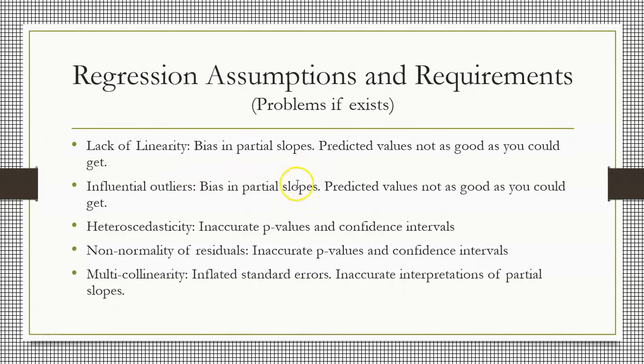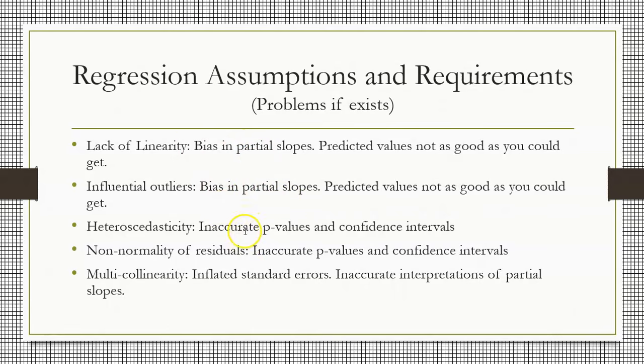Okay, influential outliers. Same thing, I can have my partial slopes be off because it's like it pulled the line or the plane or the higher dimensional shape that we can't imagine in the wrong direction, too far one direction. It's changed our partial slopes from what they should be, and my predicted values, of course, would be off as well. So that's a problem there. Okay, so I have problems with these partial slopes not being the best they could be in these cases.